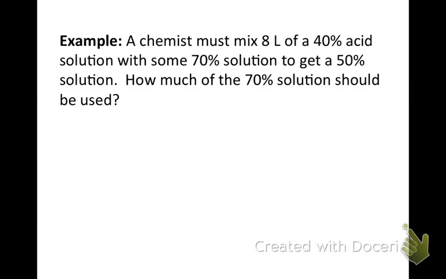So we read the problem. We hopefully understand the problem. Our next move is to assign the variable. What's going to be x? Yeah, I want to know how much of the 70% is going to go into that. So x is going to equal the amount of the 70% solution. How much of it?